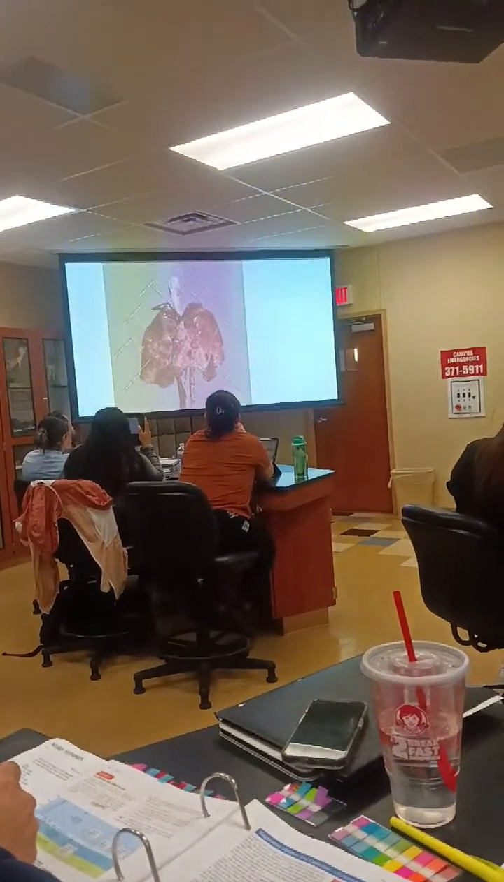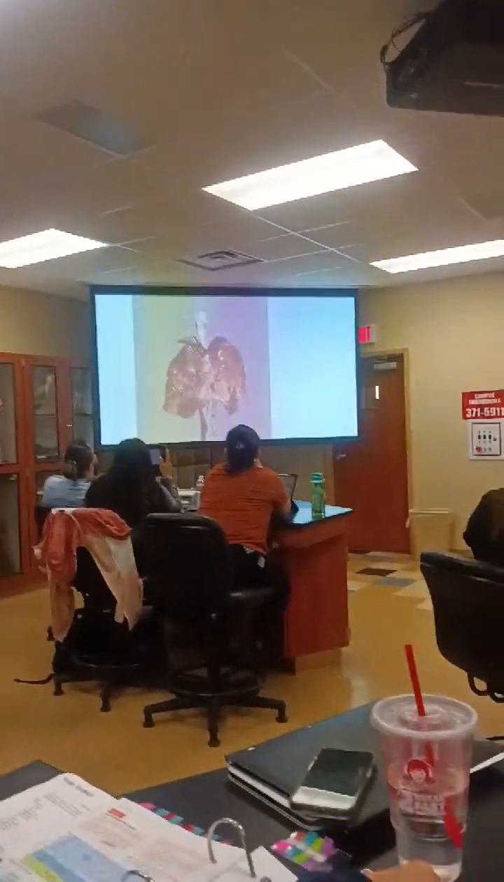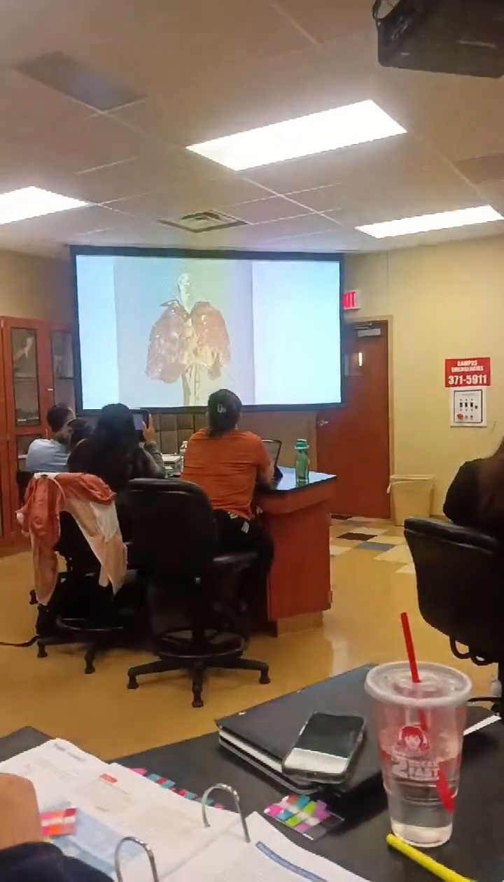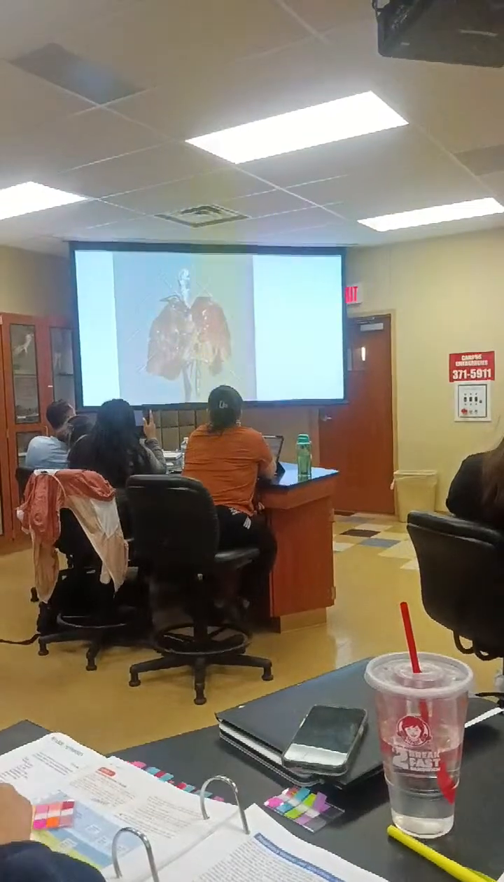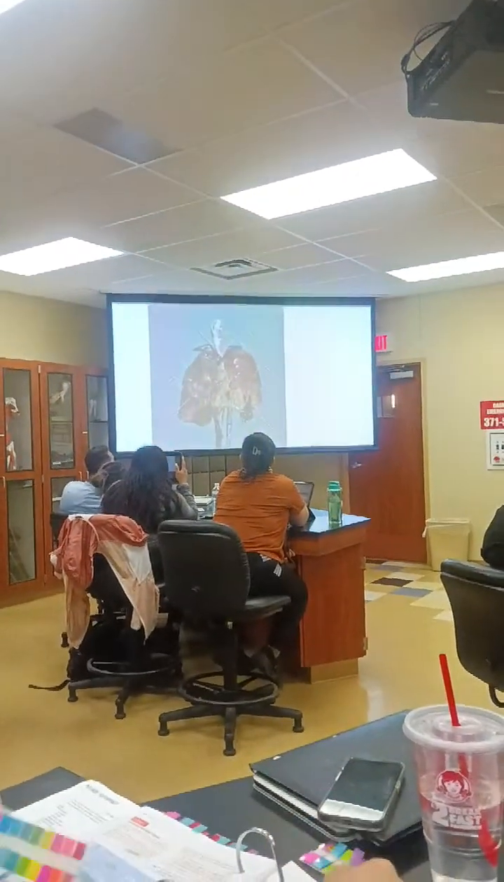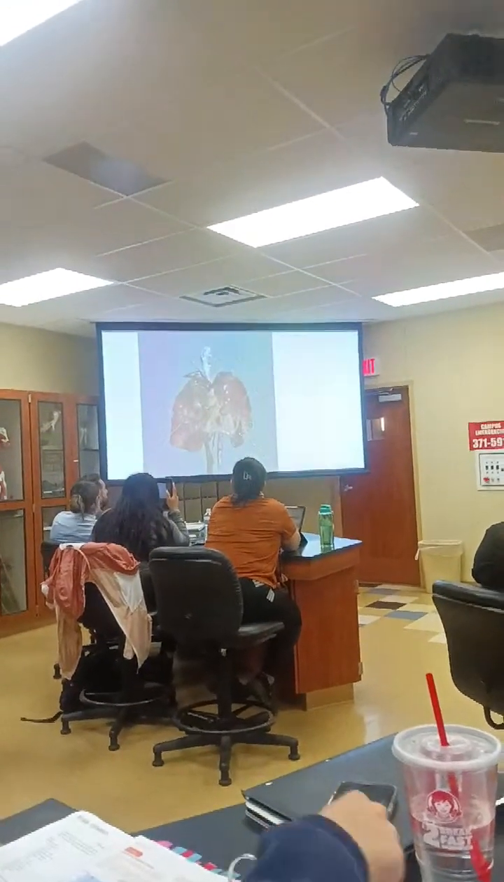So we've got the left lung and the right lung. So we've got the superior lobe of the right lung, the middle lobe of the right lung, the inferior lobe of the right lung. There's the oblique fissure. There's the horizontal fissure. Left lung, again, the superior lobe of the left lung and the inferior lobe of the left lung and the oblique fissure on this side.